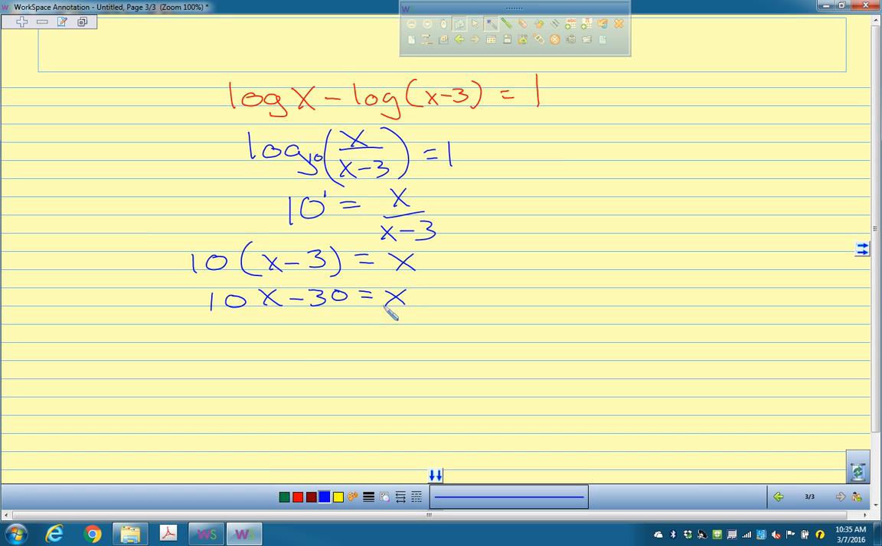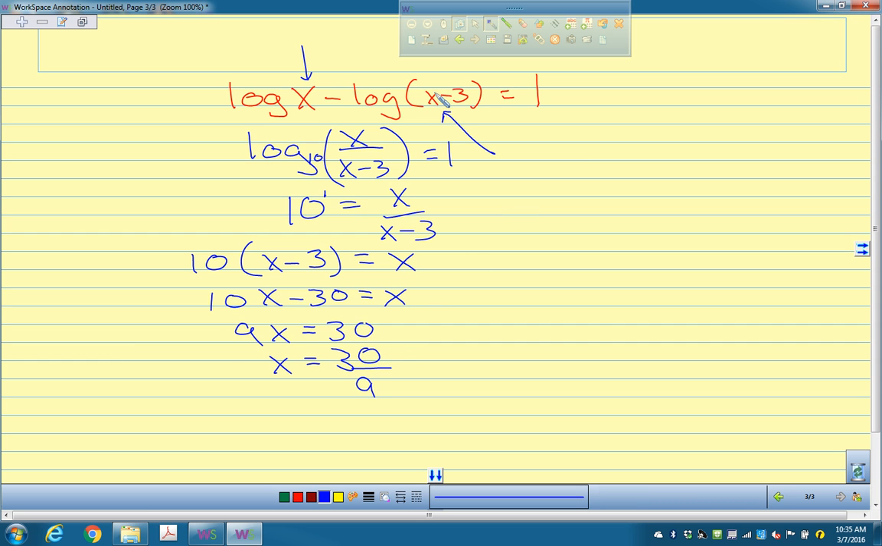Did I do that right? I did that right. Subtract x, add 30, 9x equals 30, x equals 30 over 9. Right? And then make sure you plug it back in. Is 30 over 9 okay in there? Is 30 over 9 okay here? Yes, because that's got to be a number bigger than 3, right? Because 30 over 9 is bigger than 3.